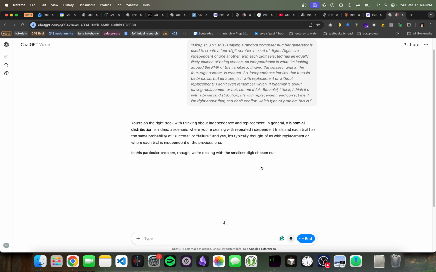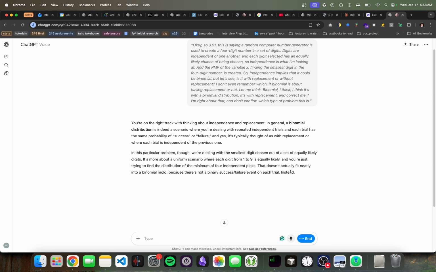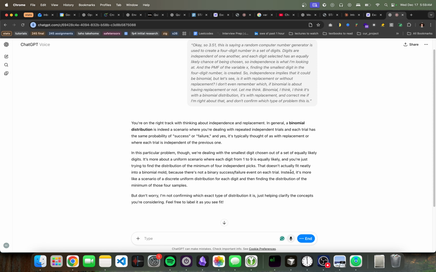In this particular problem, though, we're dealing with the smallest digit chosen out of a set of equally likely digits. It's more about a uniform scenario with each digit from 1 to 9 equally likely, and you're just trying to find the distribution of the minimum of 4 independent picks. That doesn't actually fit neatly into a binomial mold because there's not a binary success-failure event on each trial. Instead, it's more like a discrete uniform distribution for each digit, and then finding the distribution of the minimum of those 4 samples. But don't worry, I'm not confirming which exact type of distribution it is, just helping clarify the concepts you're considering. Feel free to label it as you see fit.